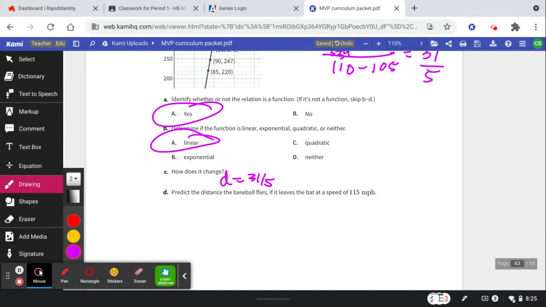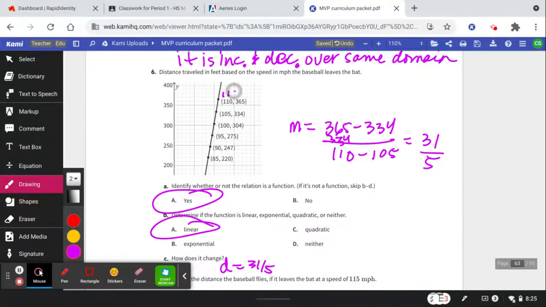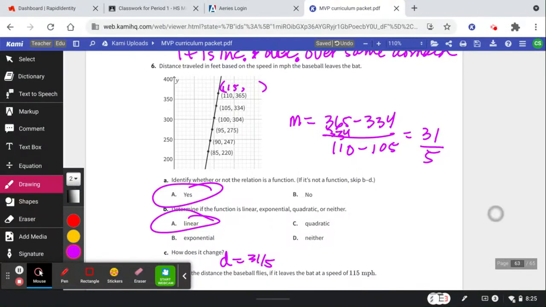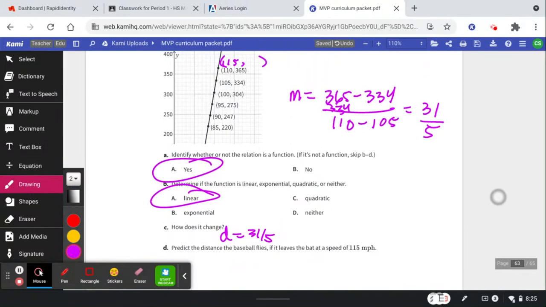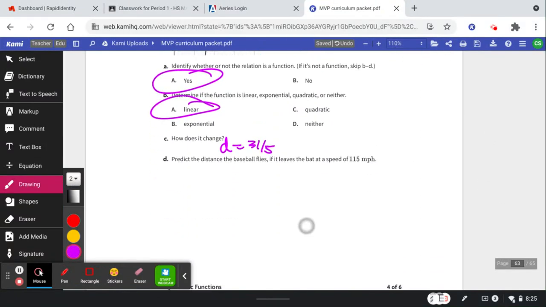Predict the distance the baseball flies if it leaves at a speed of 115. So can you guess what the next output would be there? It should just go up by 31. So 365 plus 31 is going to give us 396.